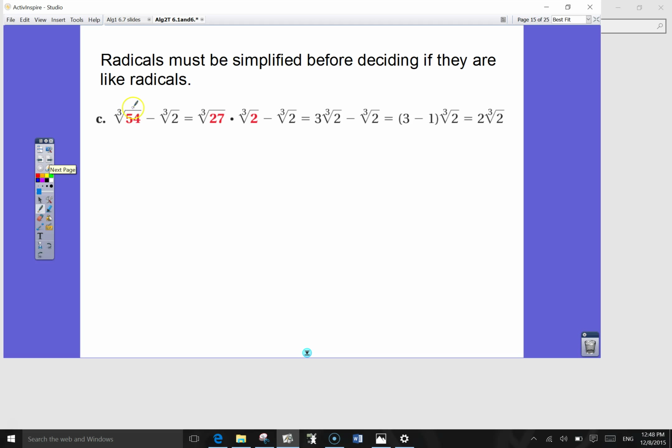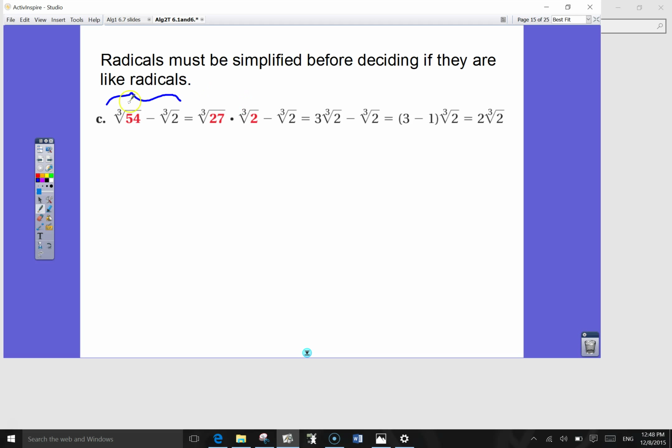Okay, when you look at this problem here, you might look at it and say, well, those aren't like radicals. I can't do anything. But actually, the cube root of 54 is not in its simplest form. And until you've tried to simplify it, you can't really say whether they're like radicals or not. So the cube root of 54. I know 54 is not a perfect cube, but it has a factor which is a perfect cube, and that is 27. 54 is 27 times 2.